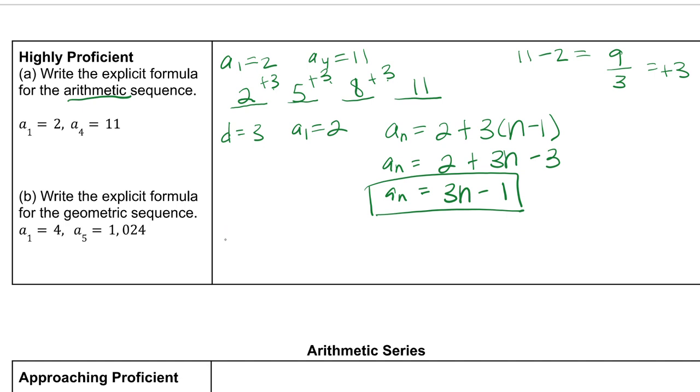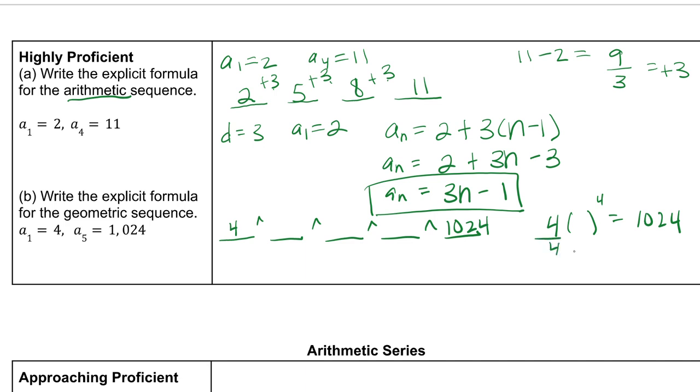Okay, so geometric is going to kind of be the same thing. A1 is 4. I don't know A2. I don't know A3. I don't know A4. I know A5 is 1024. So I'm trying to figure out how many times I'm multiplying. So 1, 2, 3, 4. So I'm starting at 4, multiplying a number to a power. I don't know what the number is, but I know the power is 4, and I need to get 1024.